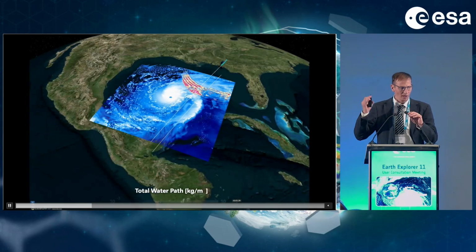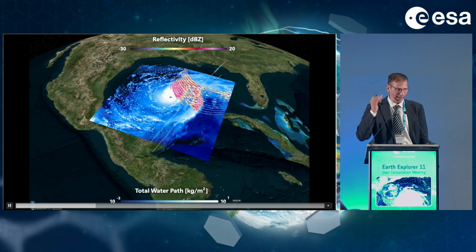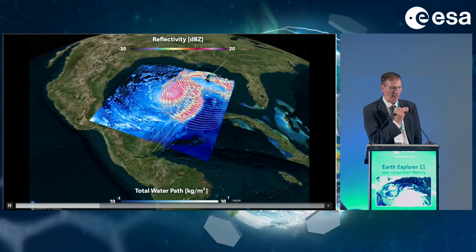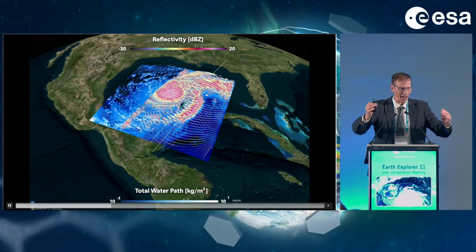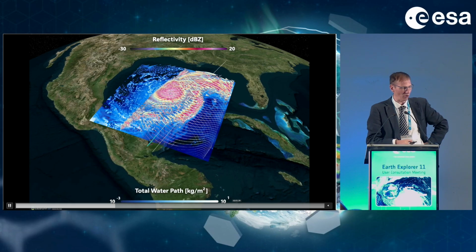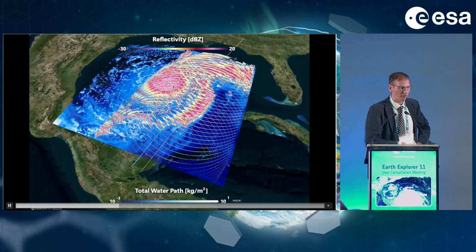And now, WIVERN is coming, in a descending orbit, passing east of the hurricane and making the full three-dimensional scan. You see that we have an 800 kilometer swath, and we have 40 full rotations.